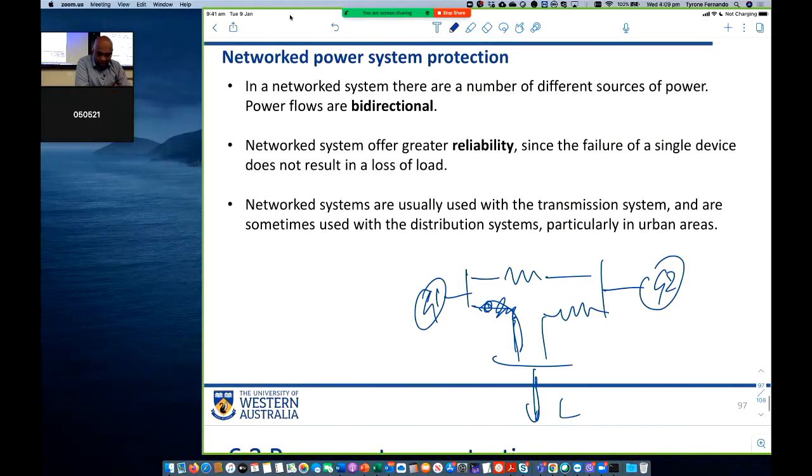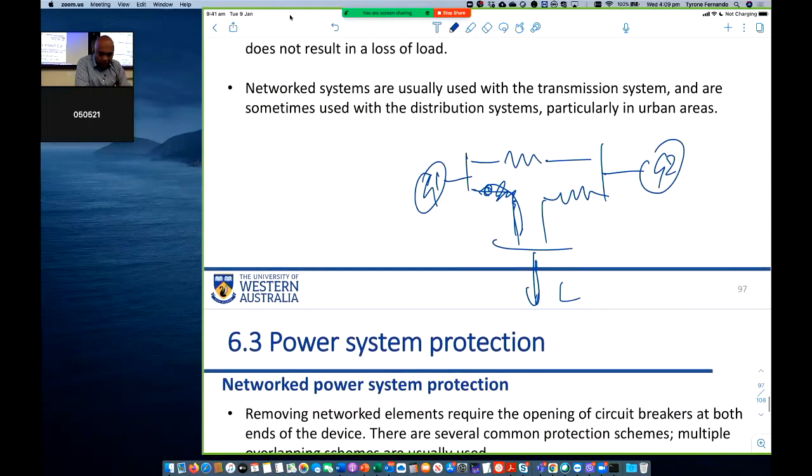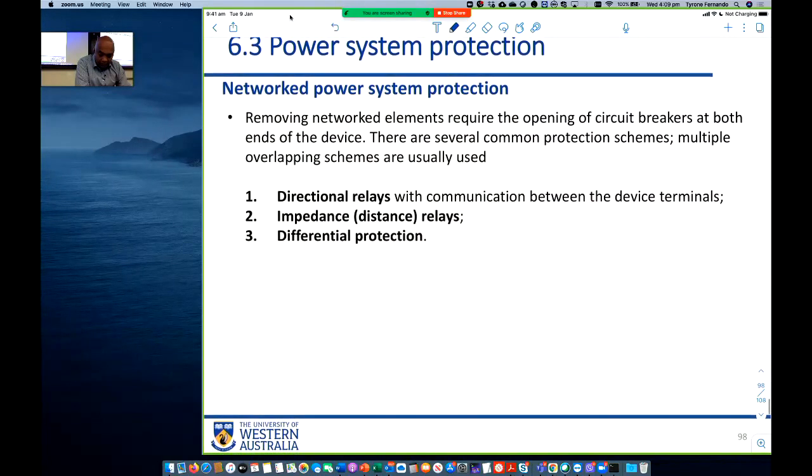In a network system, there are a number of different sources of power. Power flows are bidirectional. Network systems offer greater reliability since the failure of a single device or line does not result in a loss of load. Network systems are usually used with transmission systems and are sometimes used with distribution systems, particularly in urban areas. Removing network elements requires the operating of circuit breakers at both ends of the device. So you need to remove the entire line where there is a fault.